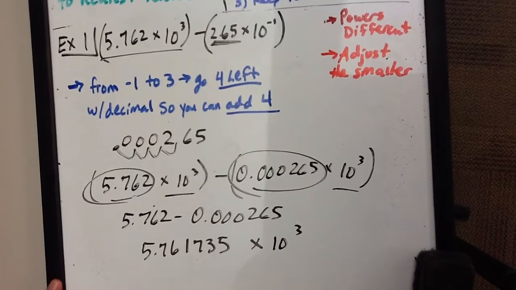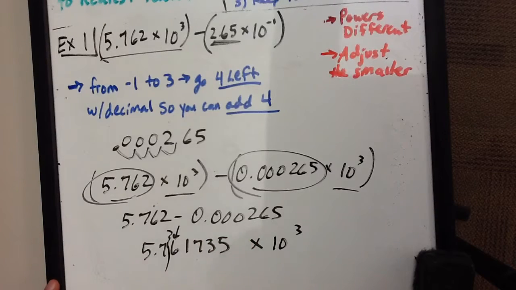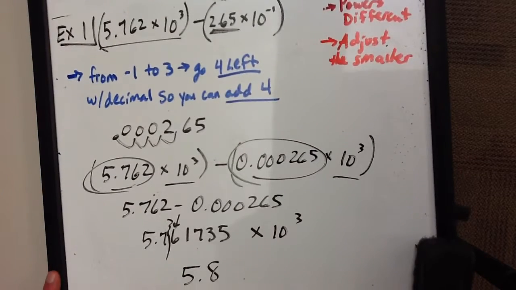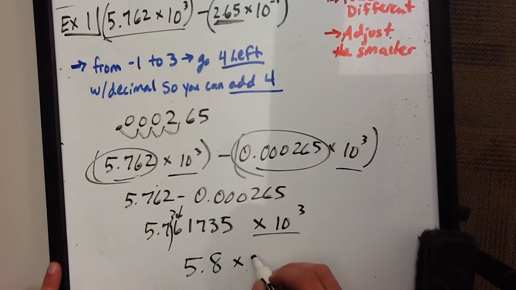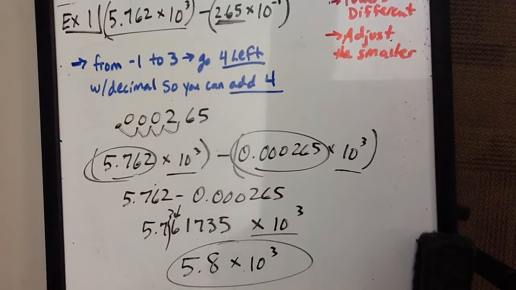But let's round to the nearest tenth. Let's round this final base number to the nearest tenth. So I'm looking at the hundredths place so that I can see whether I need to keep the tenths place the same or round up. Since there is a 6 in the hundredths place, that tells me to round up. So 5.7 becomes 5.8 for my base number, and my power of 10 stays the same, 10 to the power of 3. So 5.8 times 10 to the power of 3 is my final answer.